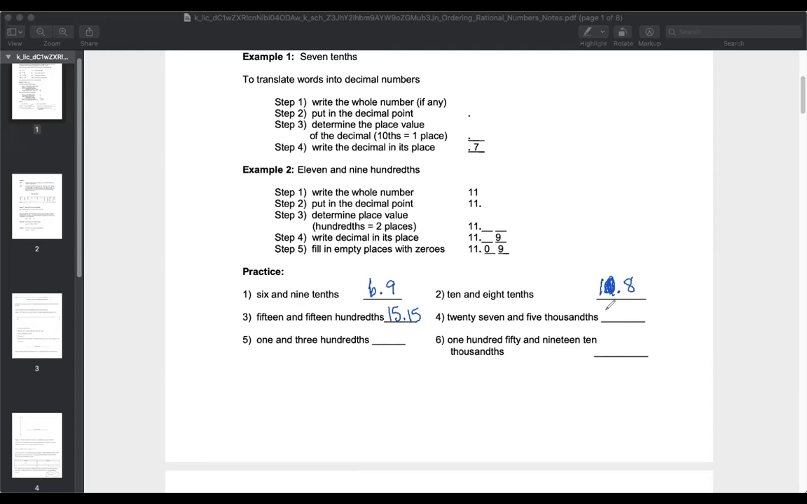27 point zero, zero, 5. So 27.005. Right, 5/1000ths, right? The thousandths place is the third place. So that's where the 5 goes, and you just fill in the blanks with zeros.